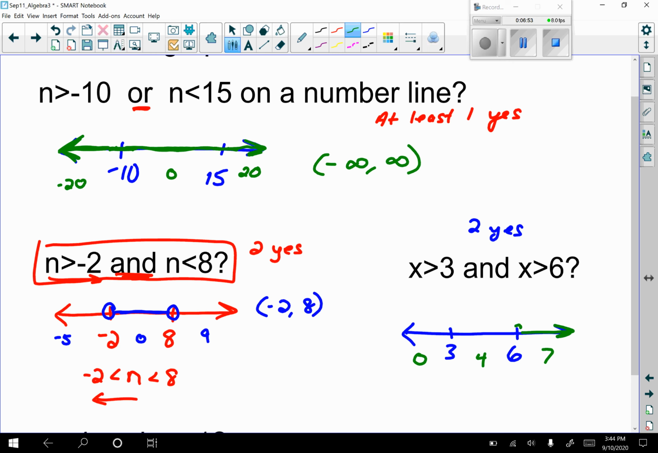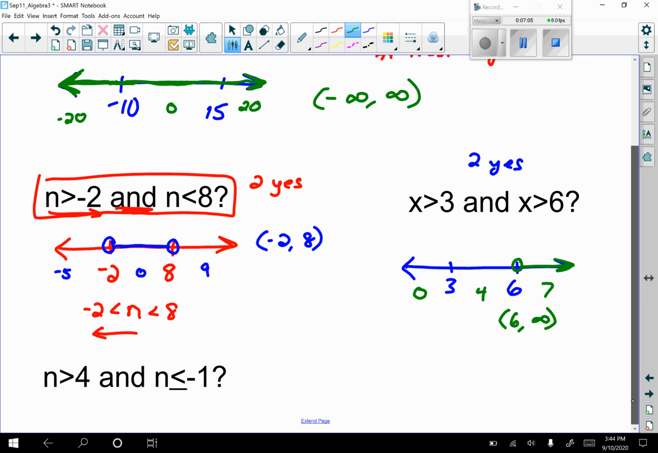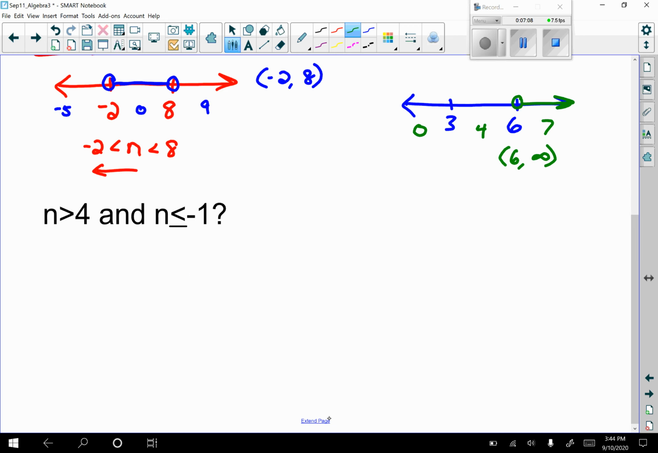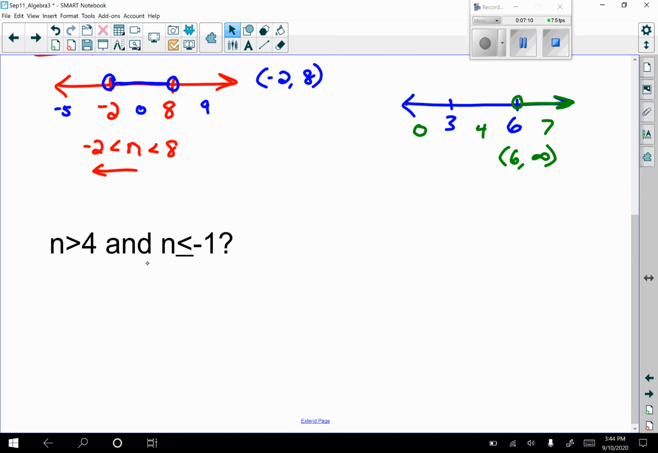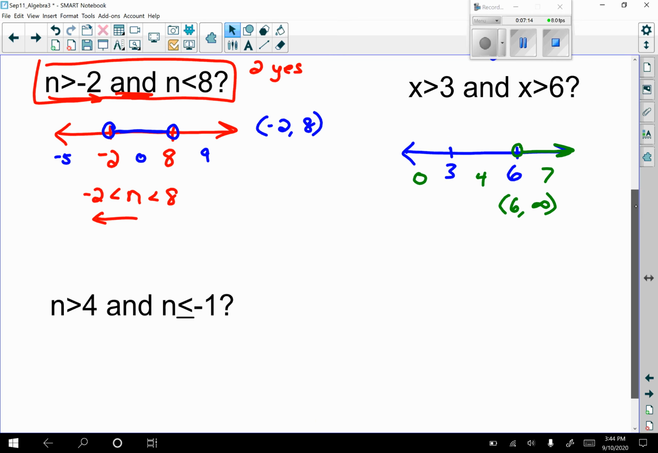6 is not included, so I just put an open endpoint here. So this would just be 6 to infinity. All of these numbers in this interval are going to be greater than 3 and 6 at the same time. And then let's try n is greater than 4 and n is less than or equal to -1.